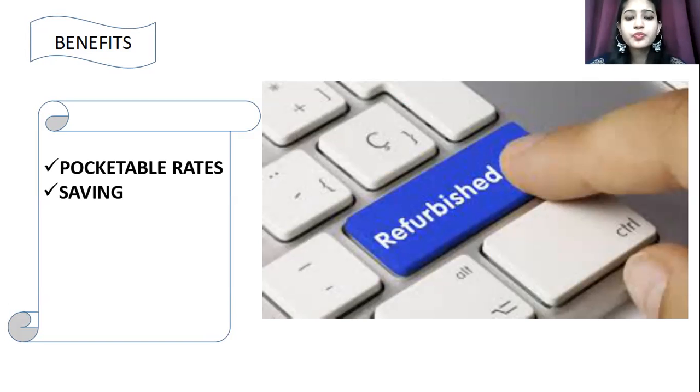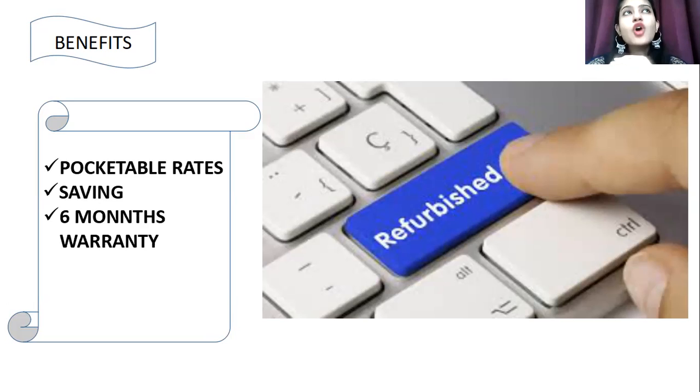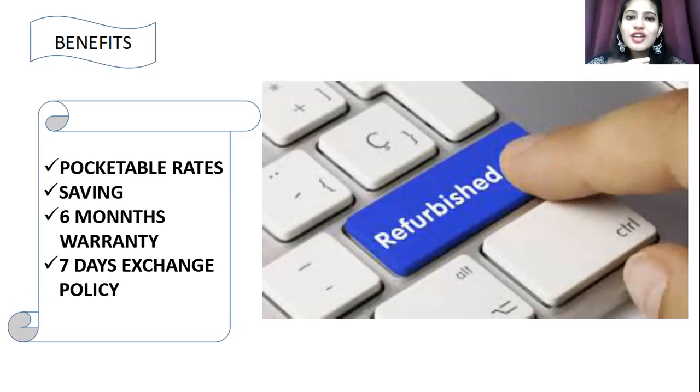Now we know that brand new products offer you a 1 year warranty, whereas do refurbished products or pre-owned gadgets offer any kind of warranty period? Yes, refurbished products offer you a 6 months warranty period. Along with that, you get a 7 days exchange policy. So you get a 6 months warranty, a 7 day exchange policy, pocket friendly rate, savings. So what else do we need? Because refurbished products offer you the same product, the same gadget with all the specifications at your favorite pocketable rates.